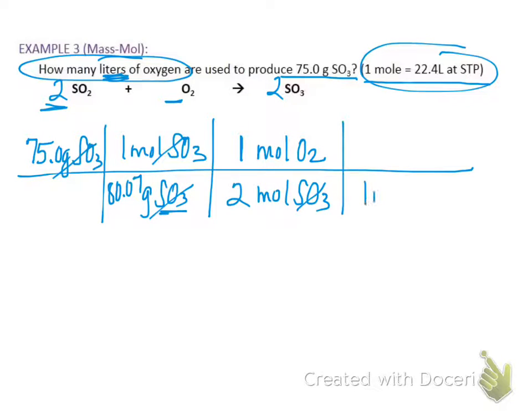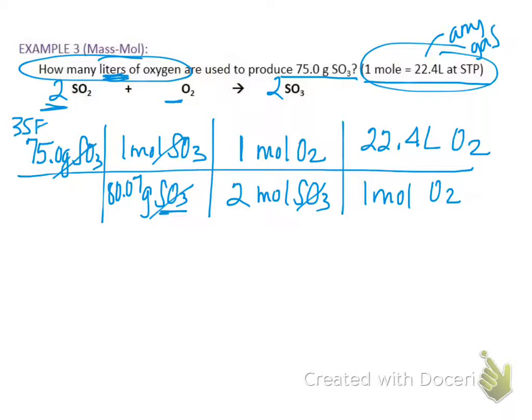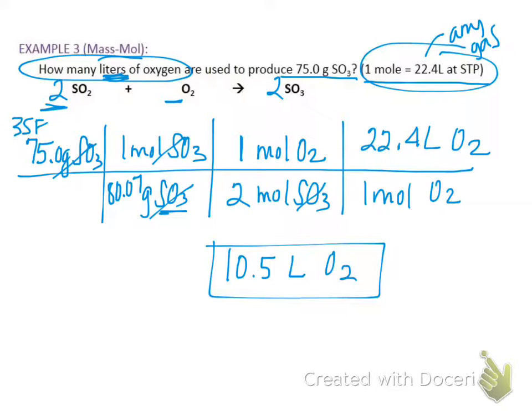And we're going to say for every 1 mole of oxygen, you have 22.4 liters of oxygen. Remember, this is for any gas. It doesn't matter what gas they're talking about. It's all the same. So same concept. I multiply the top and divide by the bottom. I need 3 significant figures for my answer, and so my answer will be 10.5 liters of oxygen. So you see how this little conversion factor here works the same as the molar mass.